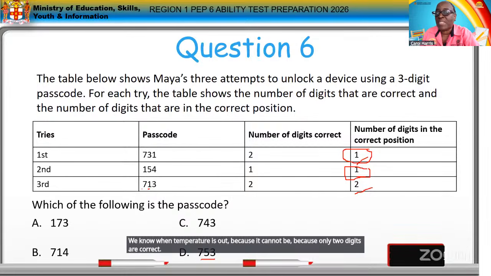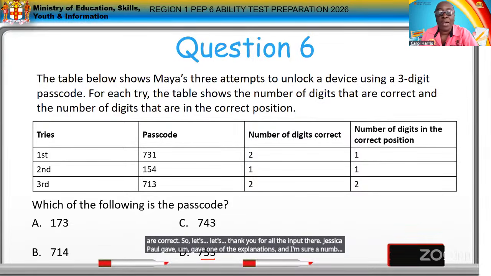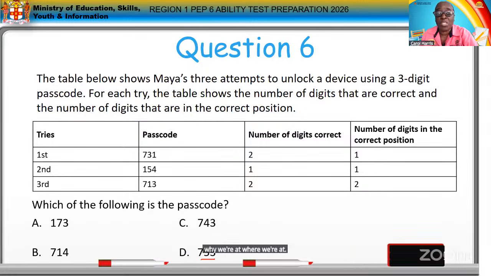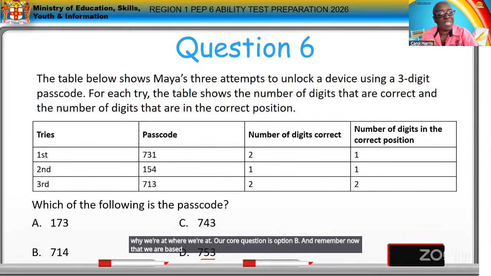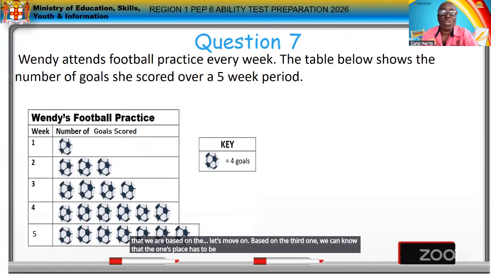Thank you for all the input there. Jesse Repole gave one of the explanations, and I'm sure a number of you are clear now as to why we're where we are. So our correct option is option B. And remember, based on the third one, we can know that the 1's place has to be a 3. So we move on. Go ahead, Mrs. Williams.